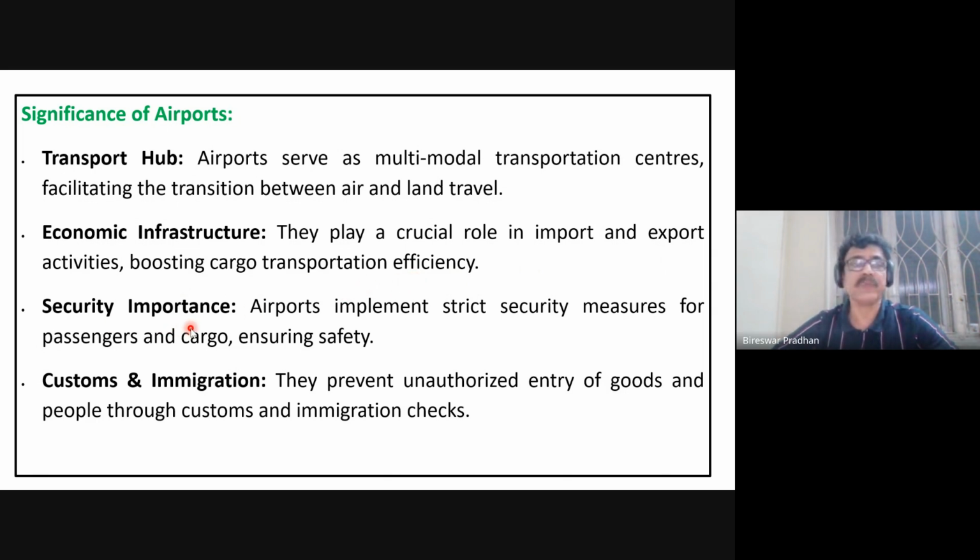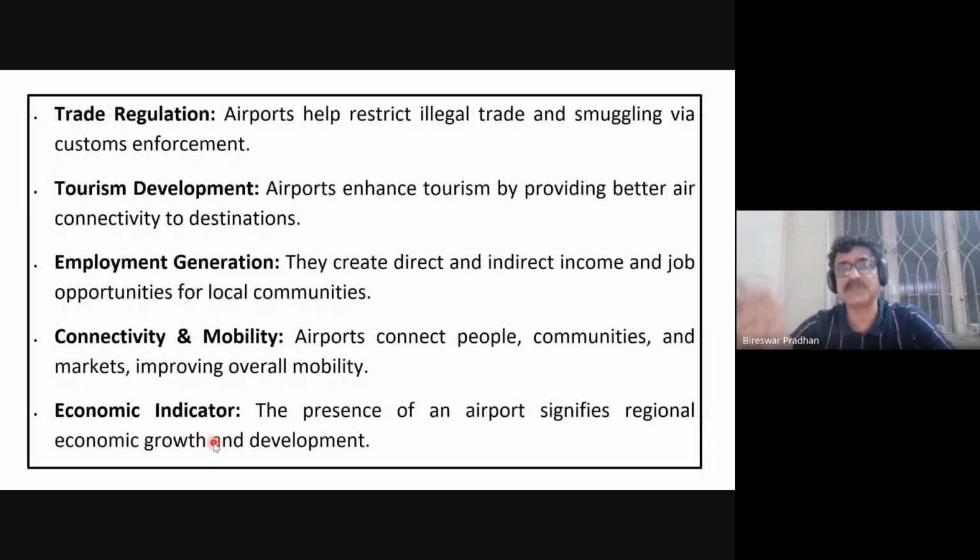Then security importance. Airports implement strict security measures for passengers and cargo, ensuring safety. Customs and immigration prevent unauthorized entry of goods and people. There are customs and immigration departments on this. Now, trade regulation. Airports help restrict illegal trade and smuggling via customs enforcement. This is one of the vital factors also.